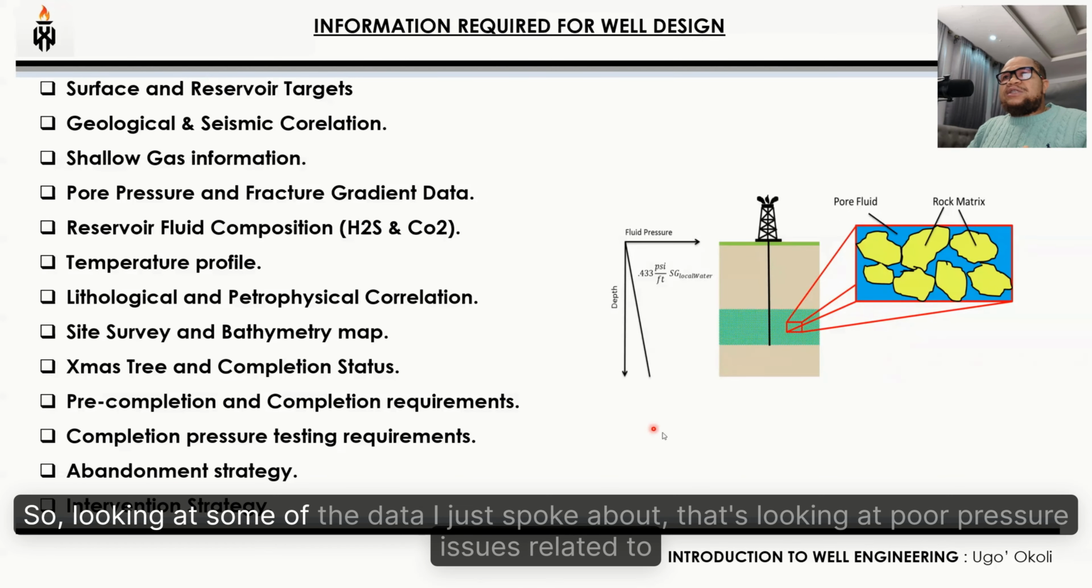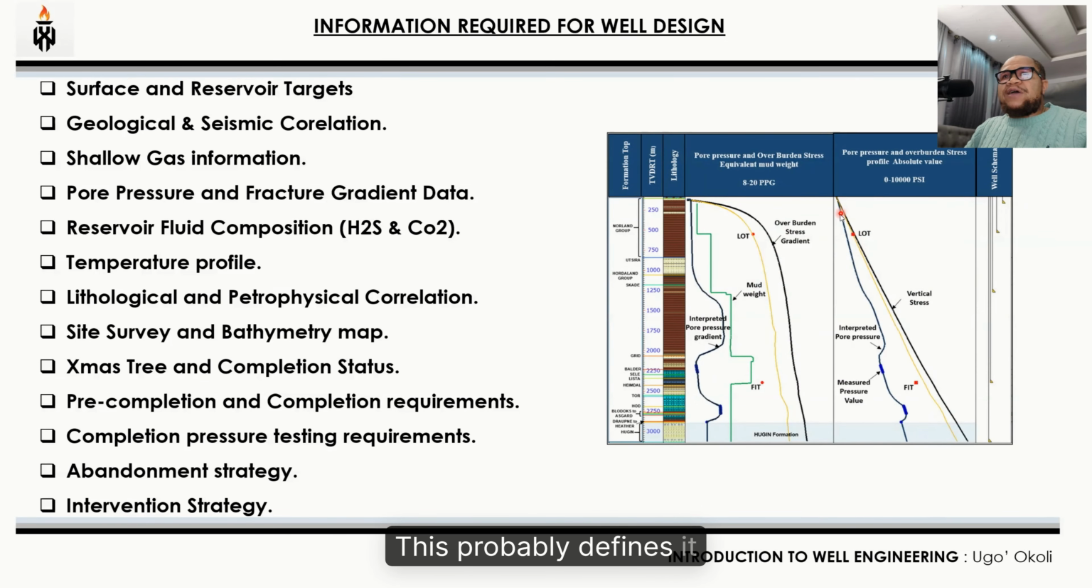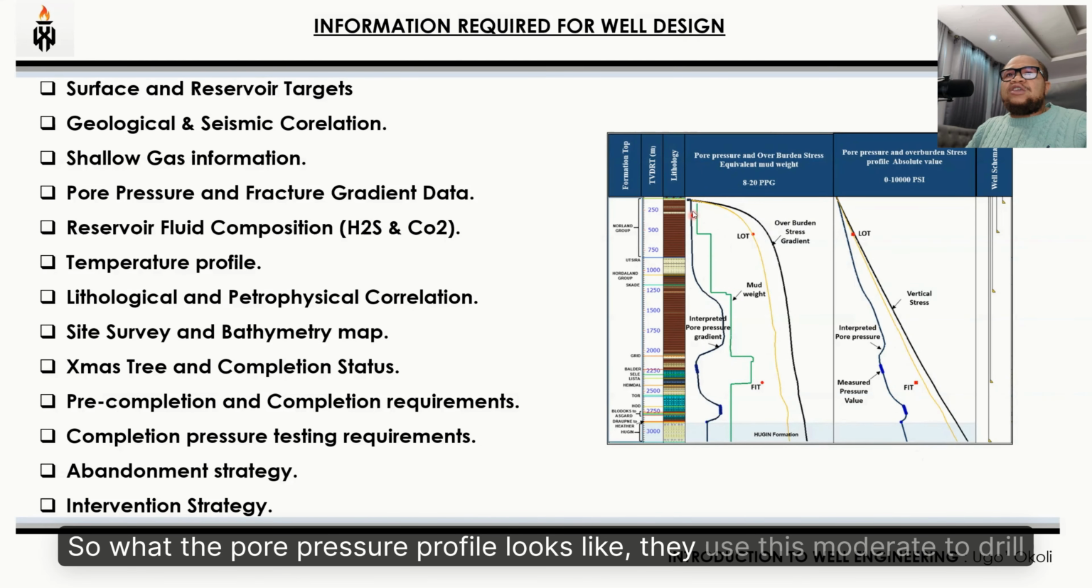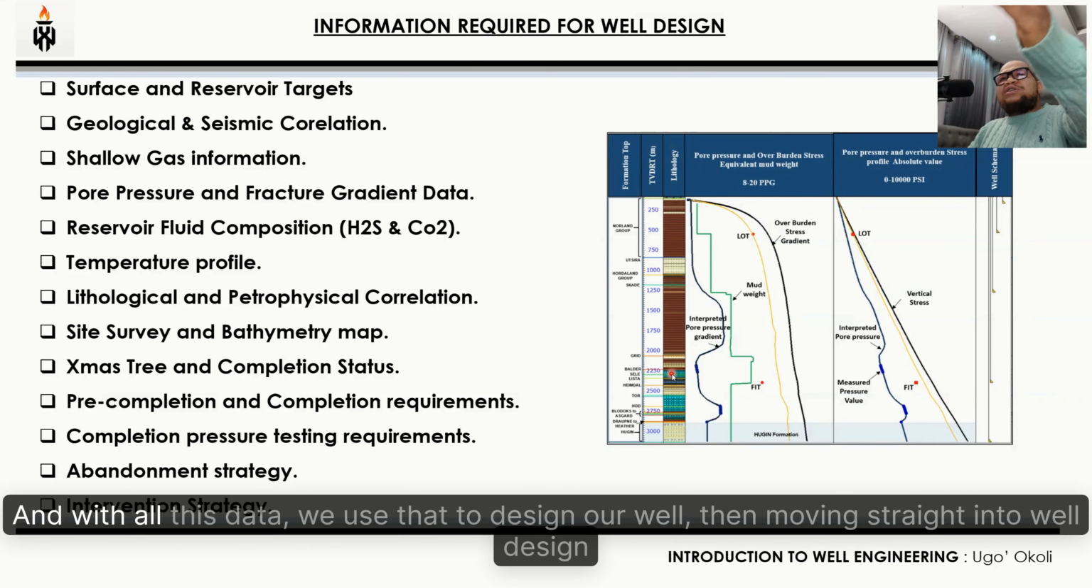So looking at it, this is some of the data I just spoke about. That's looking at pore pressure, issues related to pore pressure. This probably defines it. So this is like an offset data. They performed the leak off test around here, formation integrity test around here. So this is what the pore pressure profile looks like. They used this mud to drill. This is what the lithology of that environment looks like. And with all this data, we use that to design our well.